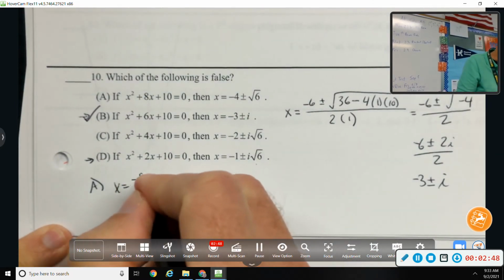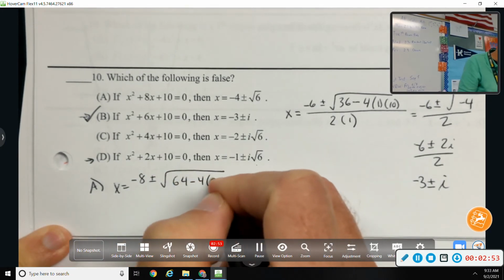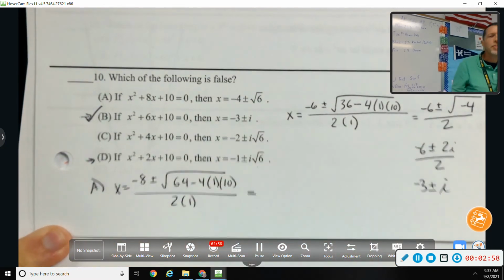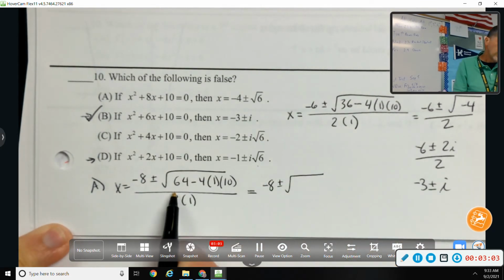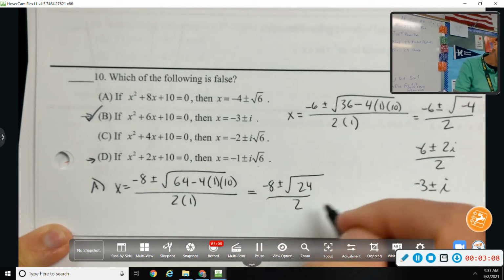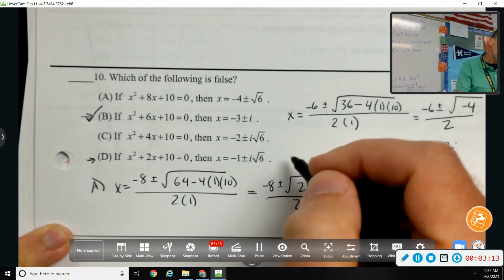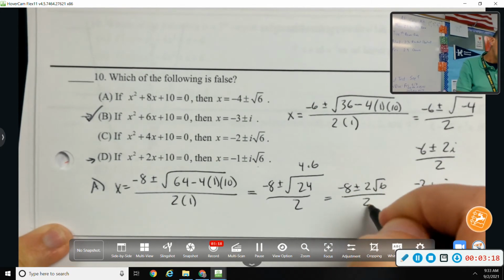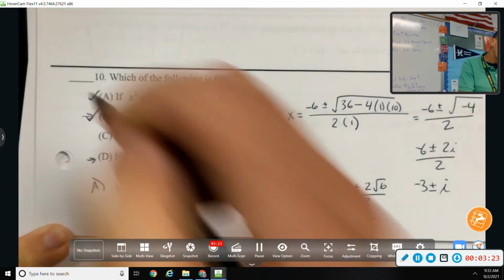x equals negative b plus or minus the square root of b squared minus 4ac all over 2a. So negative 8 plus or minus the square root of 64 minus 40, which is 24. 24 is 4 times 6, so the square root is 2 square root of 6. So negative 4 plus or minus square root of 6. So A is right.